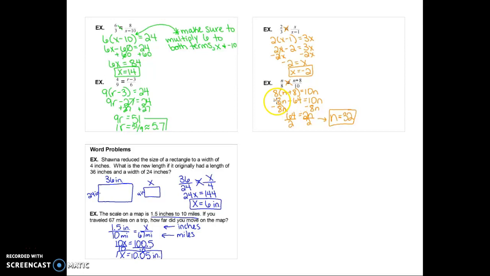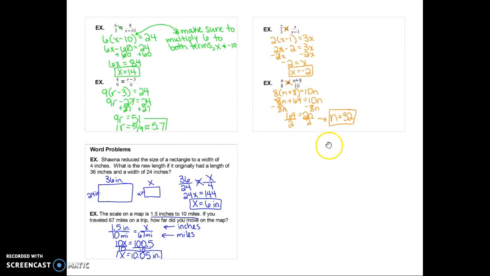Now this is an equation with variables on both sides. So you have to start by moving your variables, your n values, to the right-hand side of the equation. So this was a positive 8n. I'm going to subtract 8n from the other side. Bring down your 64 equals 10n minus 8n equals 2n. Now you divide both sides by that 2. So n equals 32.